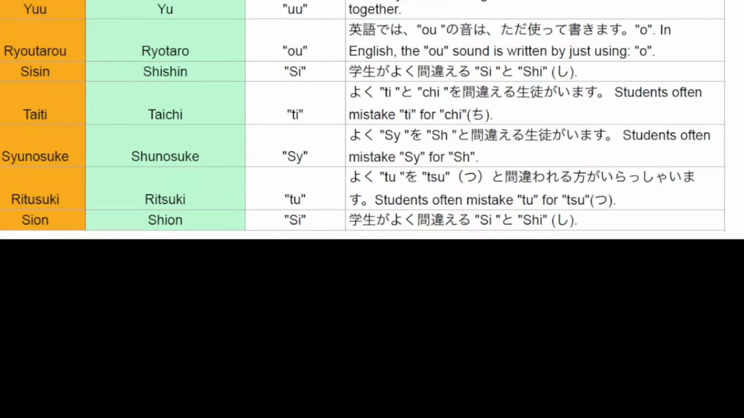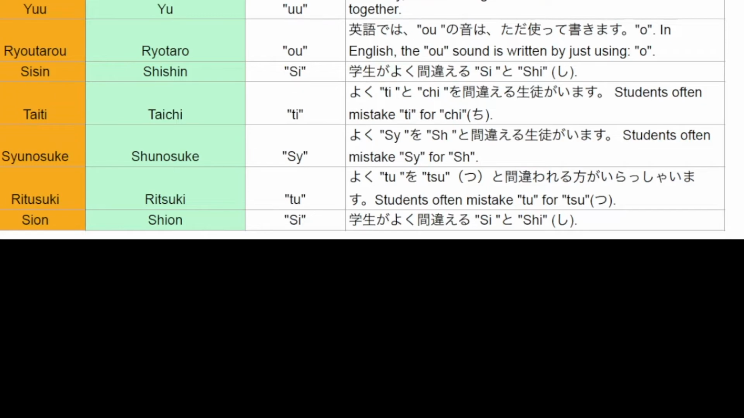In the orange, this is what students will write for their name, Tai Chi. In English, it's Tai Chi. It is never Tai Chi. The correct is in green. T-A-I-C-H-I. Again, TI does not make chi in English. CHI does.